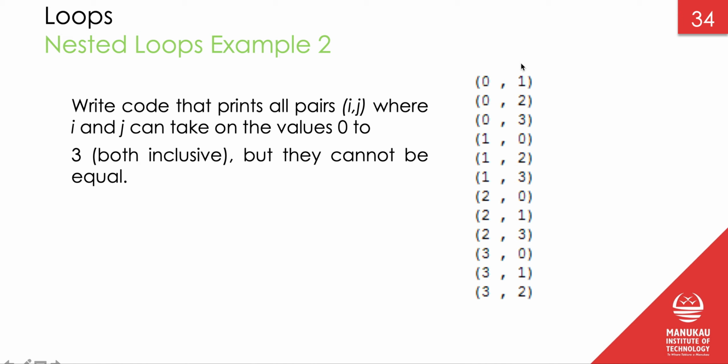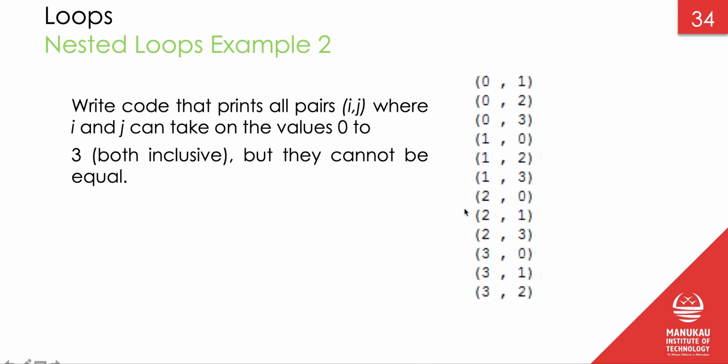You can see the first one is 0 and 0 because 0 and 0 are equal. We don't print them. Then 0, 1, 0, 2, 0, 3. 1, 0, 1, 1 is not printed because this is where I and J are both 1 and we don't want to print it there.